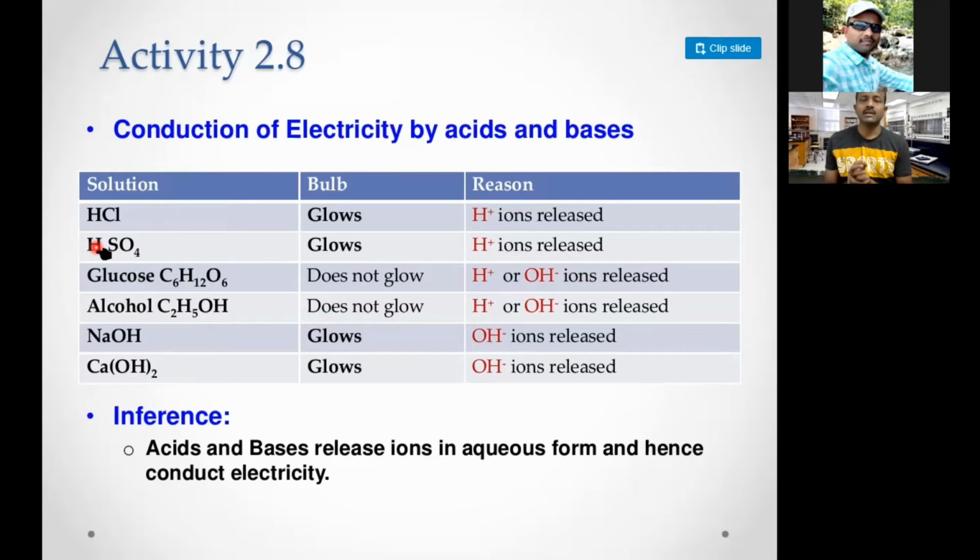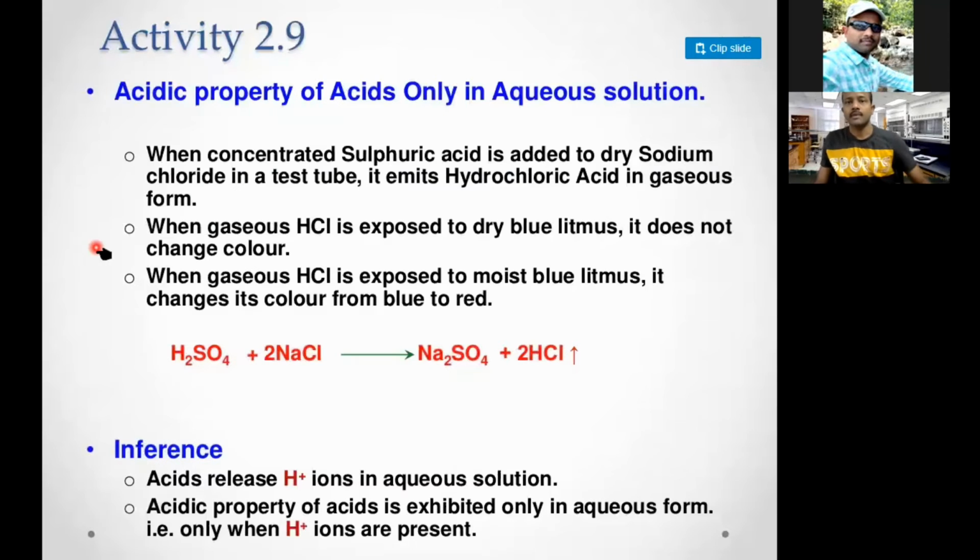So from this experiment, we came to know that acids and bases release some ions. Due to that, they conduct electricity, right? When you dissolve acids and bases in water, they release ions. So through these ions, the current passes. That means acids and bases conduct electricity.